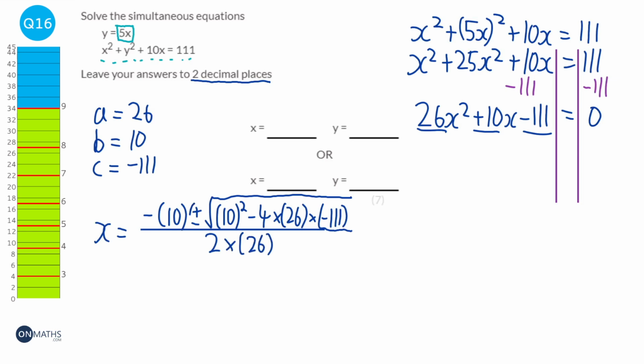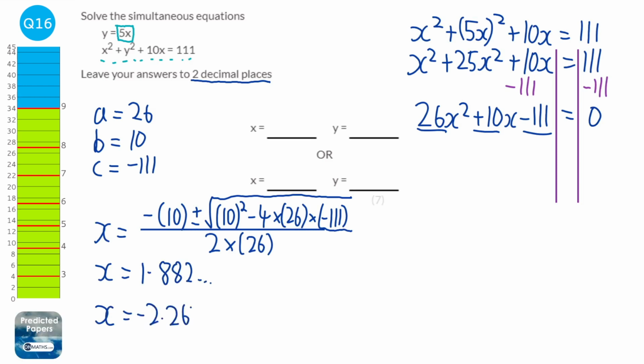So we're going to do this once with a plus there. And when we have a plus there, we get 1.882 and so on. And when we do it with a minus there, we get minus 2.267 and so on. But the problem is those are x values, and when we solve we've also got to find out what the y values are.